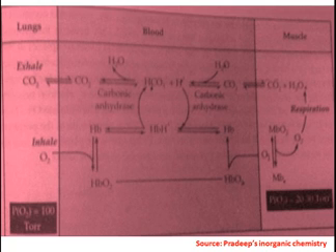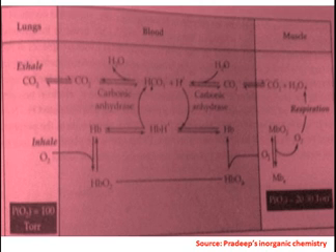This is in the form of a picture, and I have taken this picture from Pradeep's Inorganic Chemistry book. This picture depicts that on the left-hand side are the lungs, then blood, and then muscle. In the lungs, the hemoglobin binds with the oxygen to form oxyhemoglobin. Then it moves towards the tissues, which is the blood, and here oxyhemoglobin gets dissociated into hemoglobin and oxygen, and the oxygen is picked up by the myoglobin and goes into the muscle, because myoglobin has more affinity for oxygen as compared to hemoglobin.